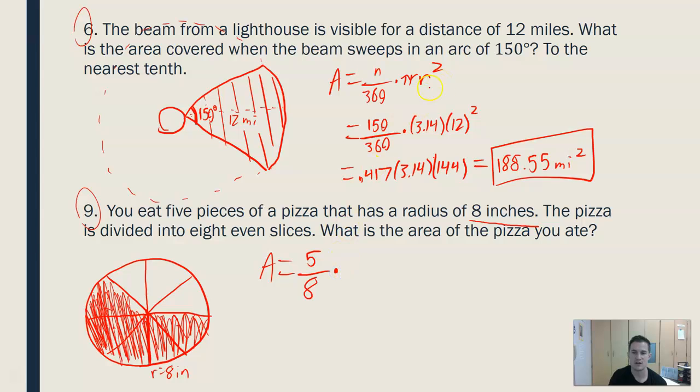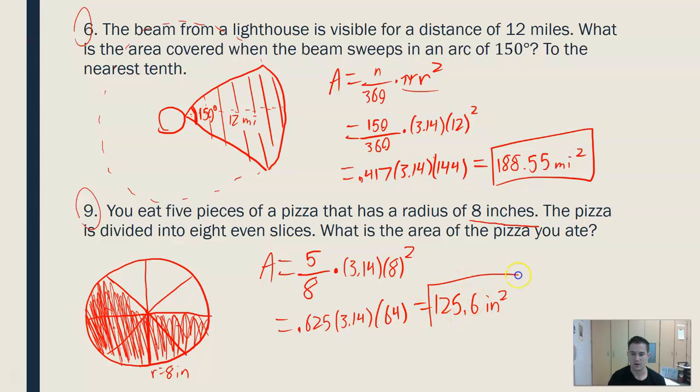I multiply that fraction by pi r squared, or the area of the whole circle, which is 3.14 times 8 squared. Well, 5 divided by 8, that's 0.625 times 3.14 times 8 squared, which is 64. 0.625 times 3.14 times 64 is 125.6 inches squared. So if you eat 5 out of those 8 pieces of pizza, you've eaten 125 square inches of pizza. Holy smokes, that puts it into perspective, doesn't it?